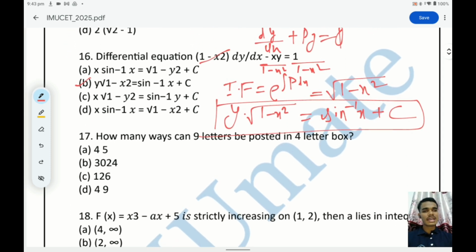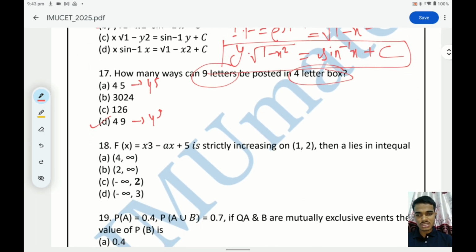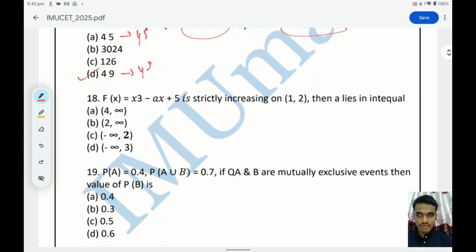How many ways can 9 letters be posted in 4 letter boxes? This is simple. This is not 4 and 5. This is 4 to the power 5 and this is 4 to the power 9. We know that here 4 letter boxes are available and 9 letters can be posted. So our answer will be option D, 4 to the power 9. Okay, let's go for question number 18. Question number 18 is what?